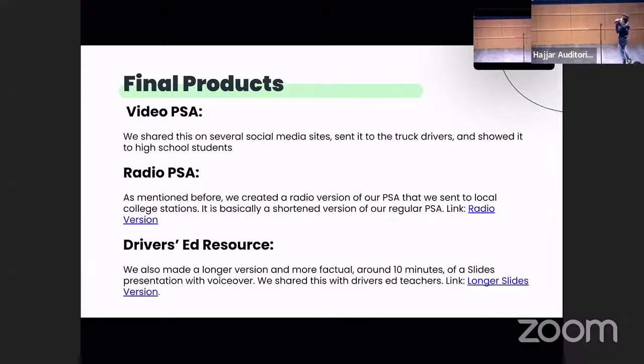And we also created the radio public service announcement, where we sent a shortened version to the radio, which they could play on their radio stations. And we also created drivers ed resources, which is a bit longer. It was a slideshow presentation with voiceover, and we shared this with drivers ed teachers. So all these 3 final products were made to educate people about truck safety and how they could avoid accidents.